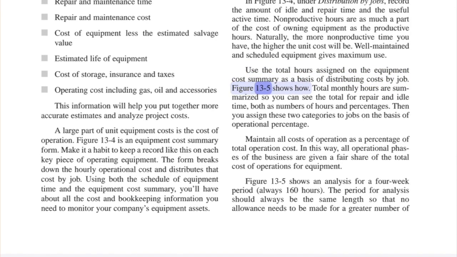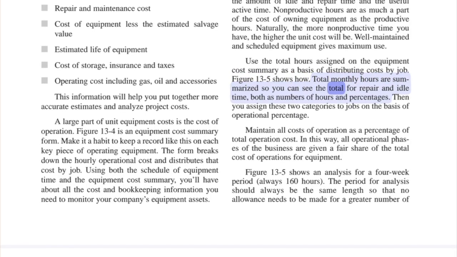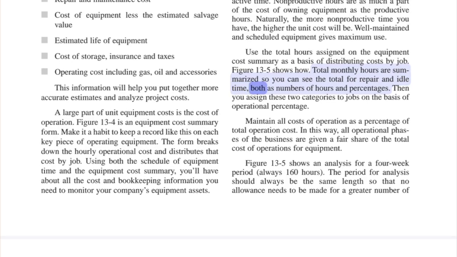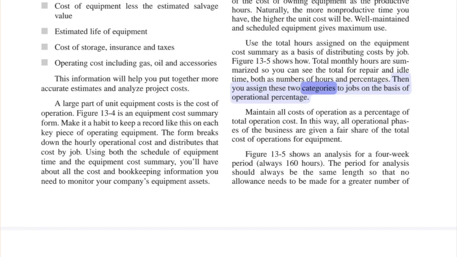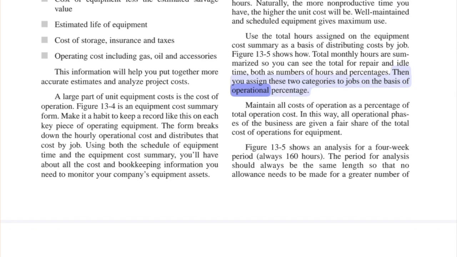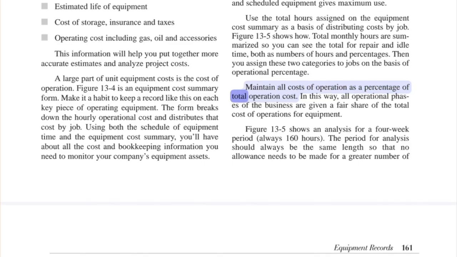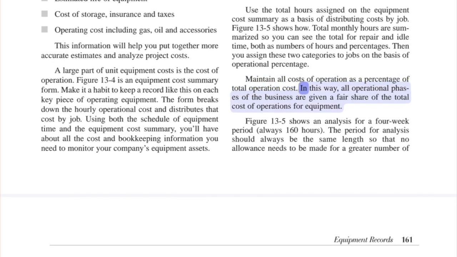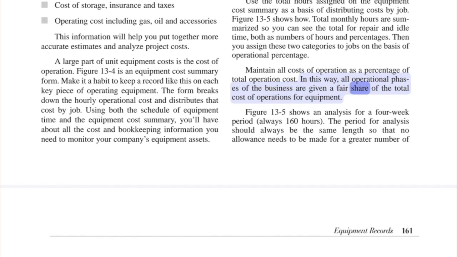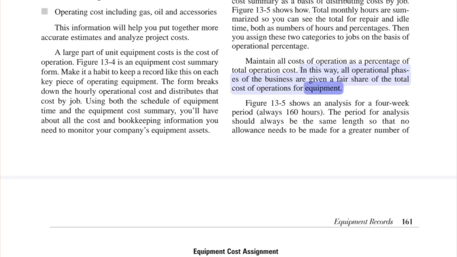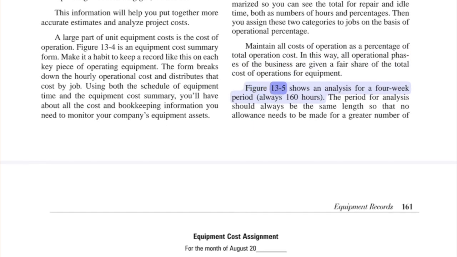Figure 13-5 shows how. Total monthly hours are summarized so you can see the total for repair and idle time, both as numbers of hours and percentages. Then you assign these two categories to jobs on the basis of operational percentage. Maintain all costs of operation as a percentage of total operation cost. In this way, all operational phases of the business are given a fair share of the total cost of operations for equipment. Figure 13-5 shows an analysis for a 4-week period.